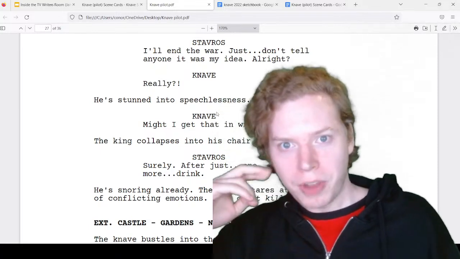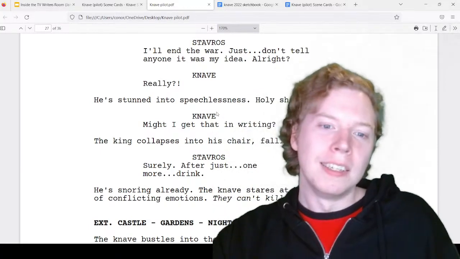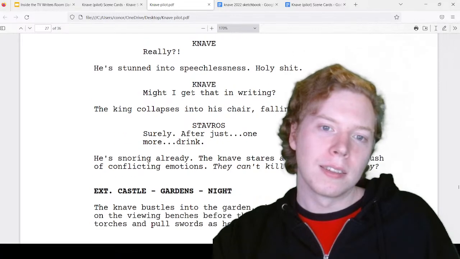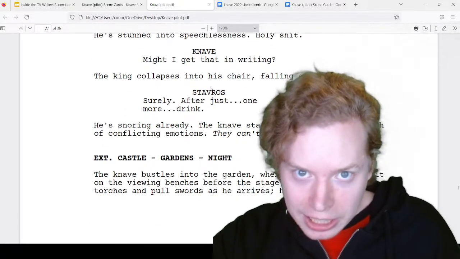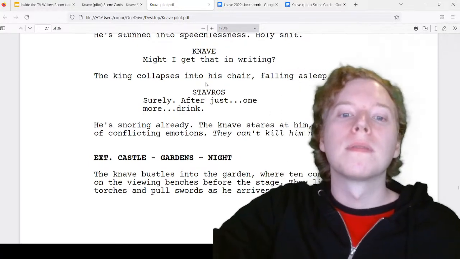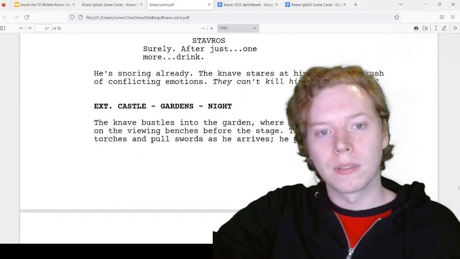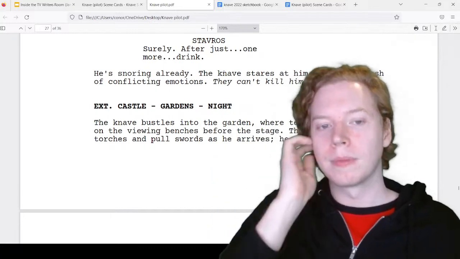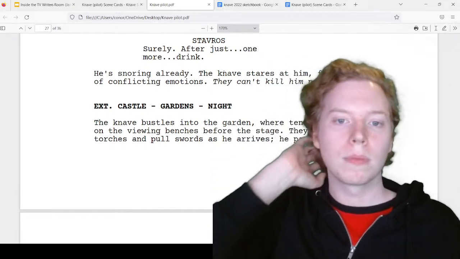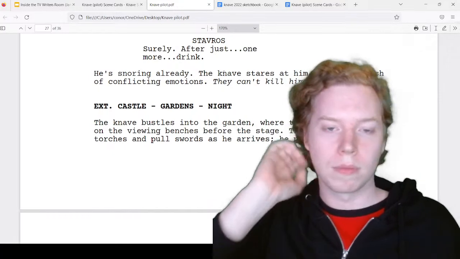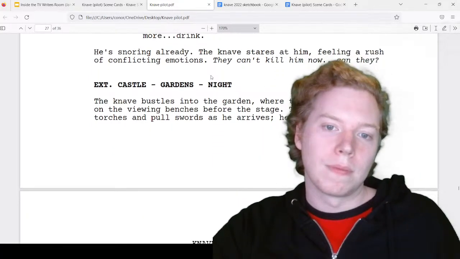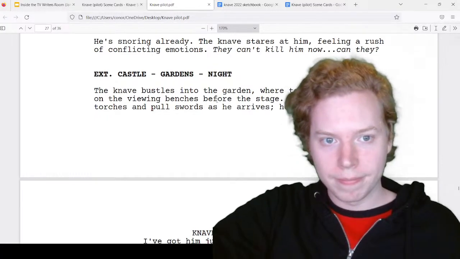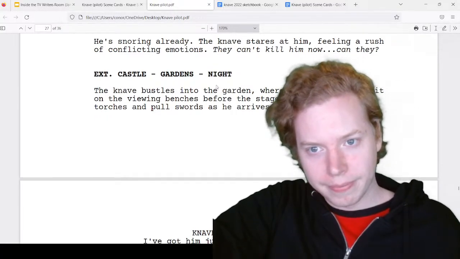Right? Really? He's stunned into speechlessness. Holy shit. Might I get that in writing? The king collapses into his chair, falling asleep. Surely, after just one more drink. He's snoring already. The knave stares at him, feeling a rush of conflicting emotions. They can't kill him now, can they?